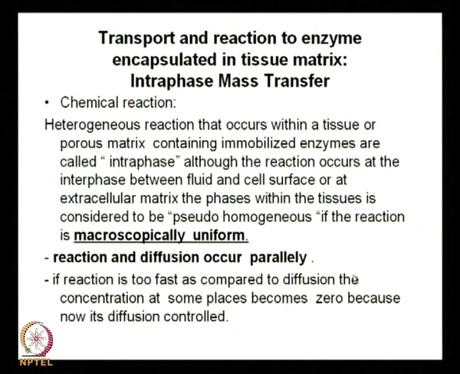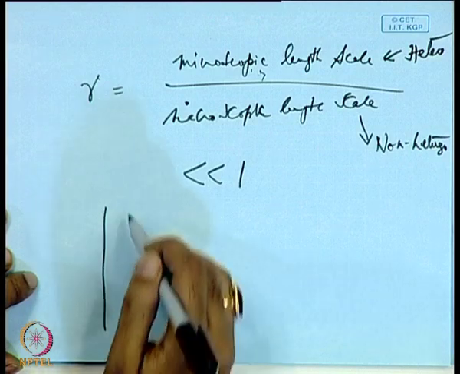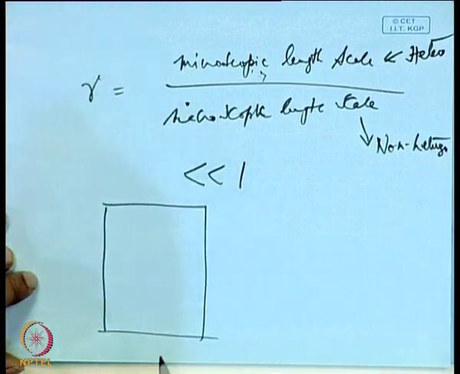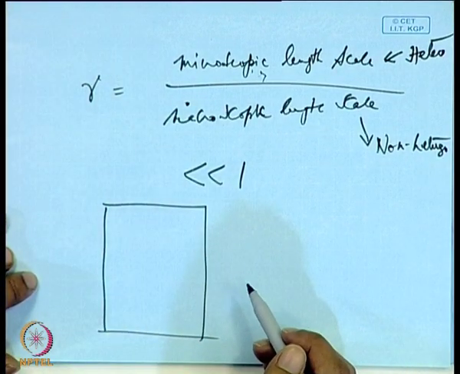So, this is just a corollary, so to say: if the reaction is too fast as compared to diffusion, the concentration at some places becomes 0, because now it is diffusion controlled. So, this is one of the interesting things that can happen, I mean, what a pseudo homogeneous model cannot capture.